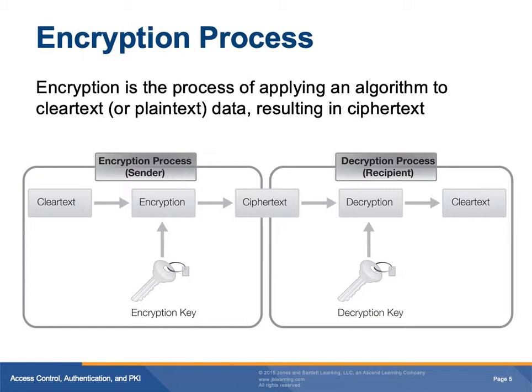Here you see the encryption process for the sender, the clear text, and using the encryption key that results in the ciphertext. Ciphertext is sent between the sender and the receiver. The receiver receives the ciphertext and goes through the decryption process. There's a decryption key, and that results in the clear text. A real basic map here.